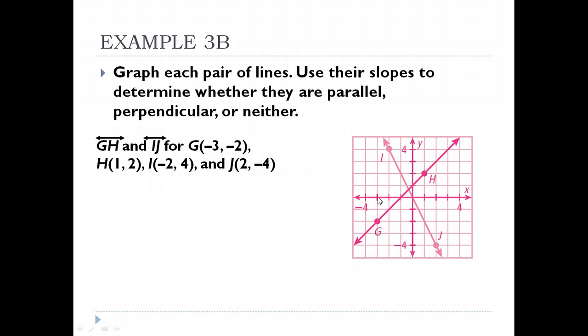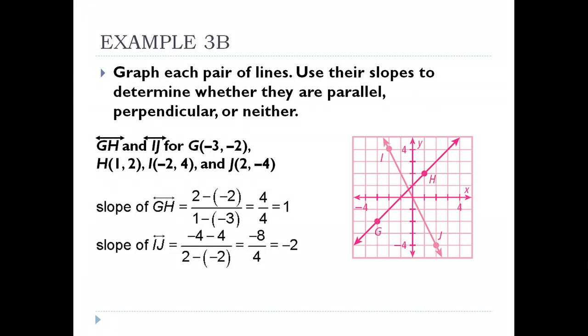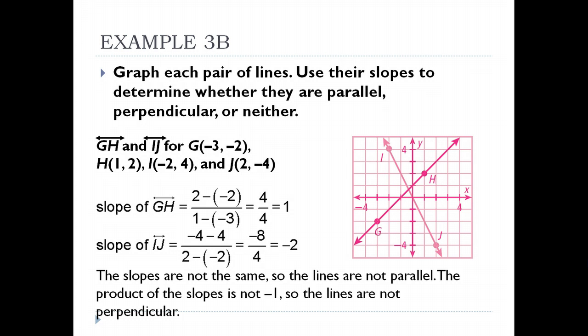For GH, we go 1, 2, 3, 4 up, and 1, 2, 3, 4 over. 4 over 4 is going to give us a slope of 1. For IJ, we count 1, 2, 3, 4, 5, 6, 7, 8 down, and 1, 2, 3, 4 over. 8 divided by 4 gives us a -2 because we had to count down by 8. 1 and -2 are not opposite reciprocals. The lines are not parallel because they cross, so this would be neither.